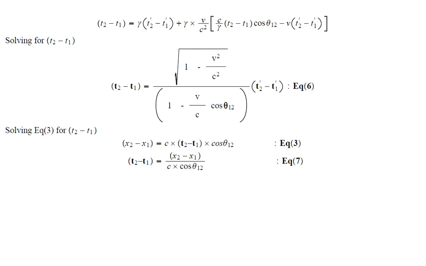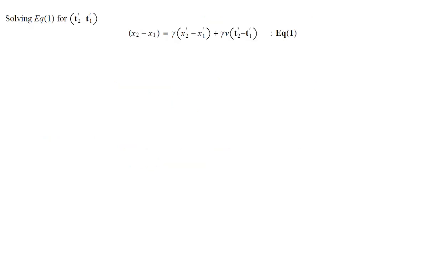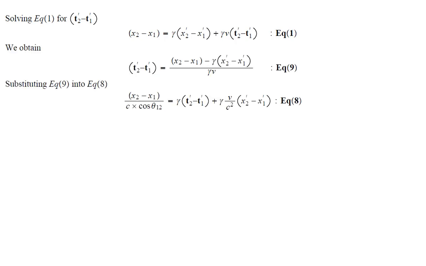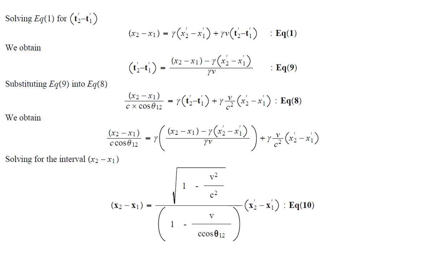Solving equation 3 for t2 minus t1. Substituting t2 minus t1 from equation 7 into equation 2, we obtain the following. Solving equation 1 for t2' minus t1', we obtain. Substituting equation 9 into equation 8, we obtain. Solving for the interval x2 minus x1.